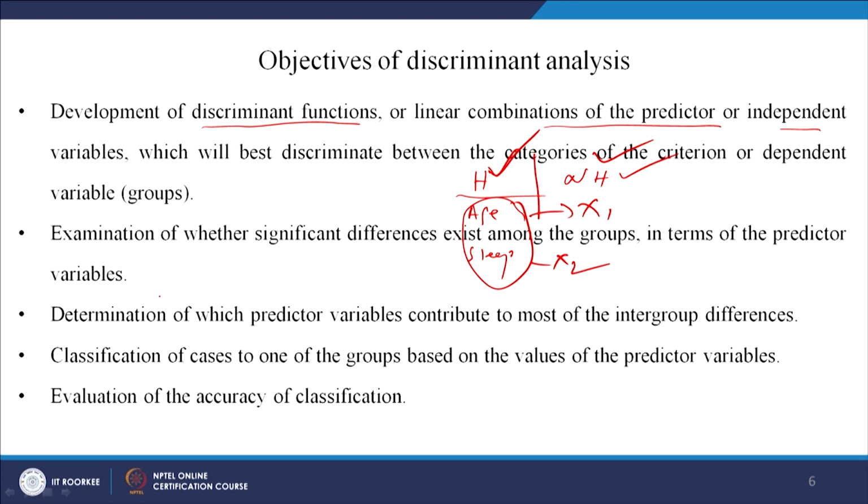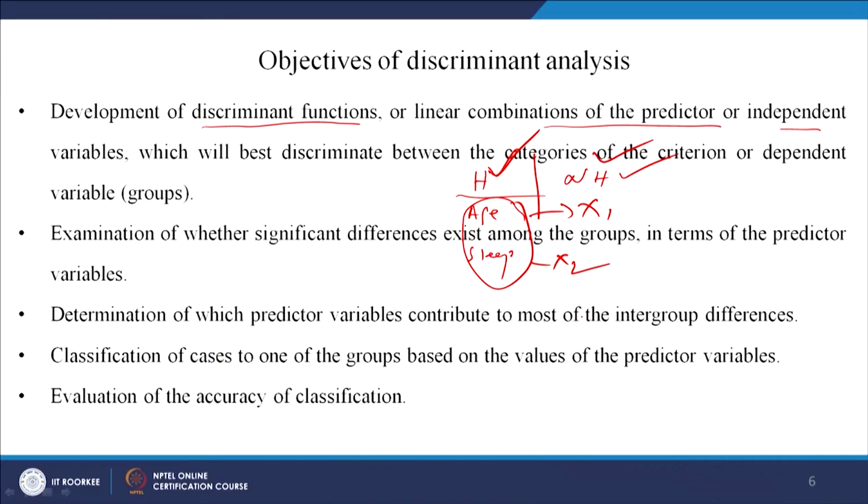Examination of whether significant differences exist among the groups in terms of the predictor variables, right. Determination of which predictor variables contribute most: for example, in logistic regression you are seeing the exponential beta. The higher the exponential beta, we could say higher is the contribution of that particular variable to the dependent variable. If you remember in the last case where we had taken monthly salary and I think it was gender, we had seen that monthly salary had a higher exponential beta. So, that explained more in comparison to the gender the effect on the dependent variable. So, determination of which predictor variable contributes most to the intergroup differences.